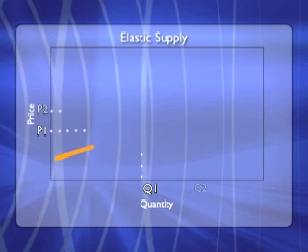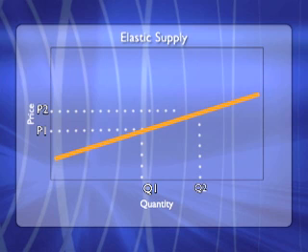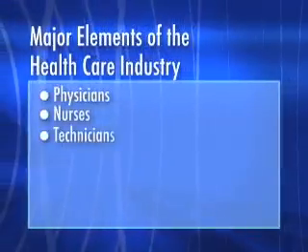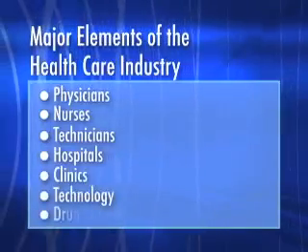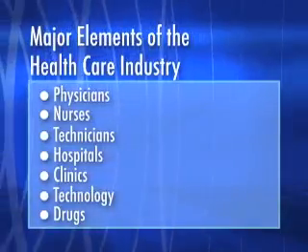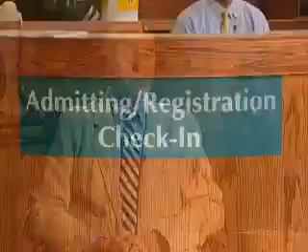Elastic supply would mean if you raise the price, you get a lot more out. The curve is very flat. And this may describe other types of services in healthcare. People talk about the healthcare industry. What they're talking about is all the players in the industry, or all the component parts: physicians, nurses, technicians, hospitals, clinics, technology, new drugs, going into producing health care. The interaction of the suppliers and the demanders, the producers and the consumers.